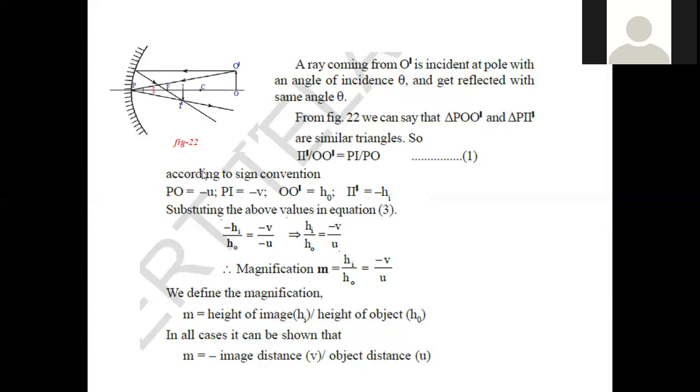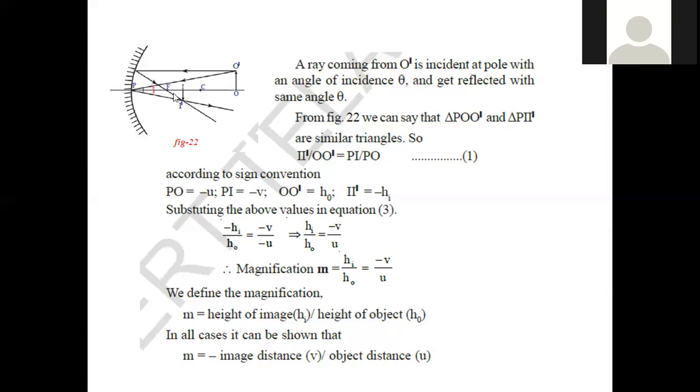According to the sign convention, when you go from P to O, we are moving in the reverse direction. That is why you denote this distance as minus u. Object to pole point would be u, but from pole to object it is the reverse direction, which is denoted with a minus sign in the sign convention. So minus u will be there.